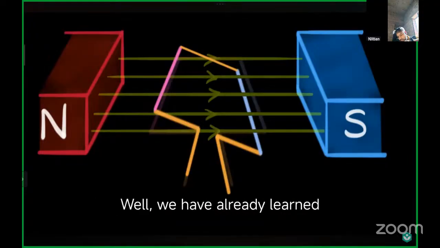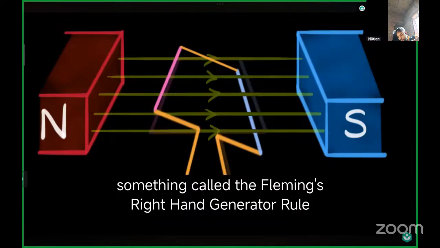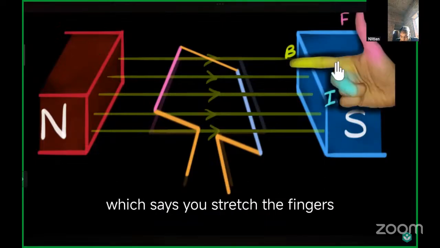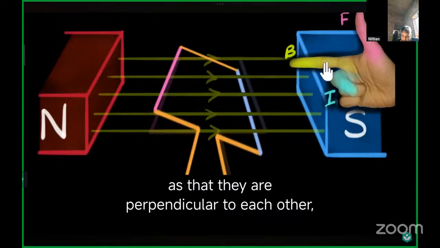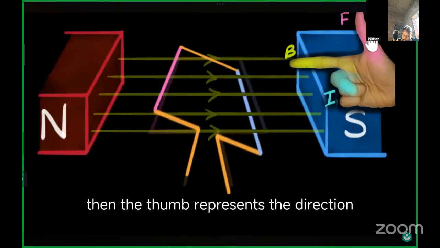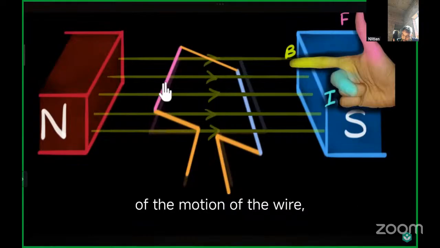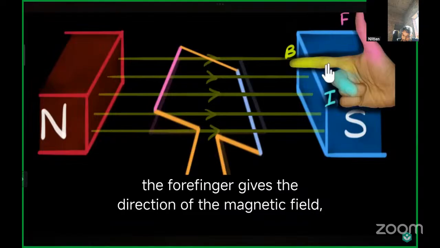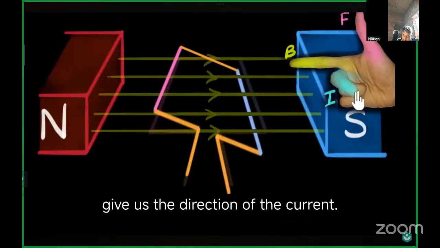Well, we have already learned something called Fleming's right-hand generator rule, which says you stretch the fingers of your right hand like this such that they are perpendicular to each other. Then the thumb represents the direction of the motion of the wire. That is the direction in which you're pushing the wire. The forefinger gives us the direction of the magnetic field. Then our middle finger will give us the direction of the current.